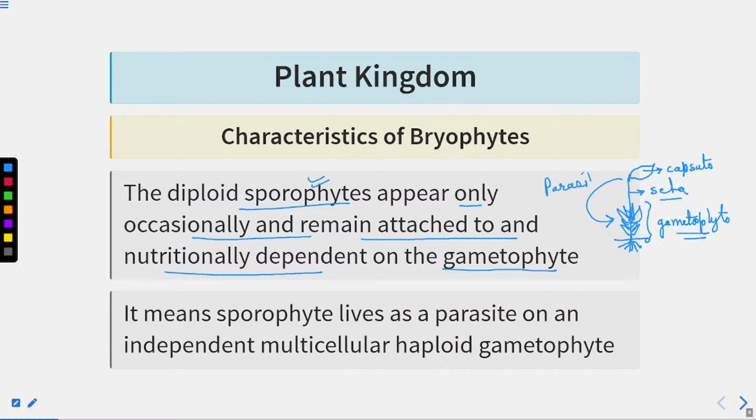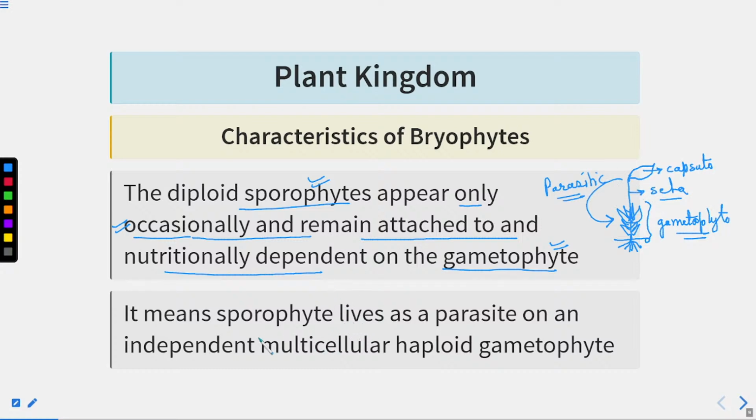It is parasitic to the gametophyte, right? So this sporophyte is totally dependent on the gametophyte for nutrition. And it is also written that sporophyte appear occasionally. What does this mean? Occasionally means only after fertilization. The zygote is formed, and the zygote is diploid in nature. So the zygote divides and divides, and it forms this sporophytic structure, that is capsule and seta, right?